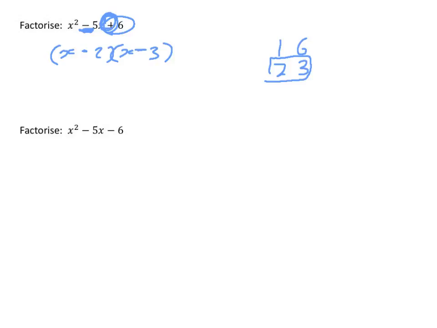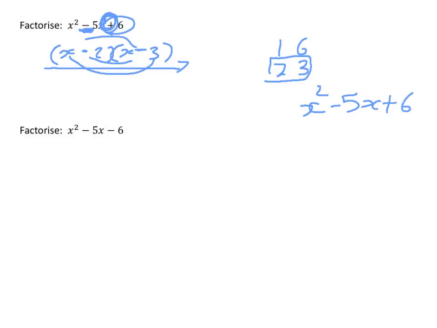If we did a check, we've just factorized that. I'm going to write it on the side here. First term squared, x squared. Middle term, outer, minus 3x, minus 2x is minus 5x. A negative and negative gives me a positive. Negative and negative gives me a positive. 2 and 3 gives me 6. I'll come back to my question.